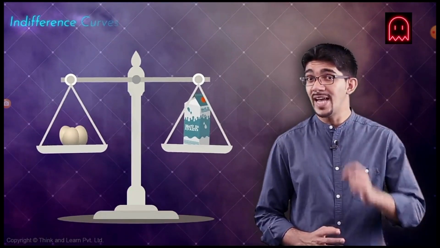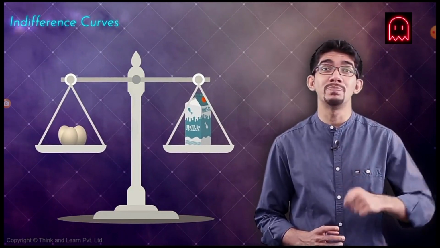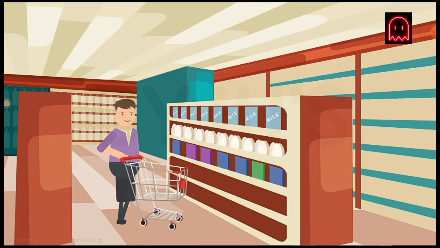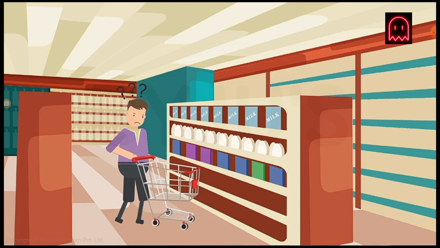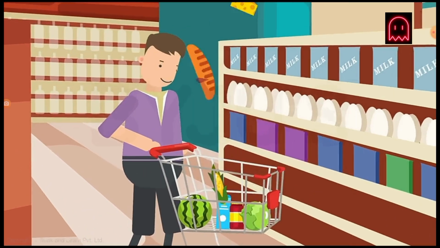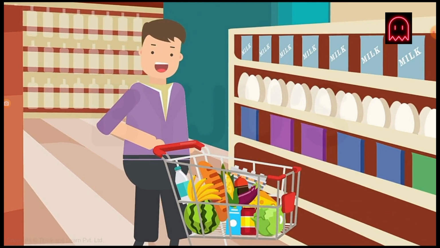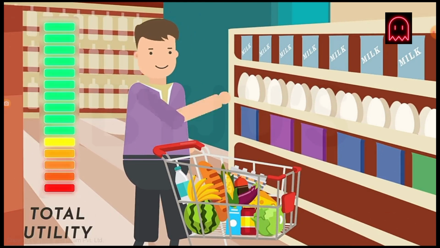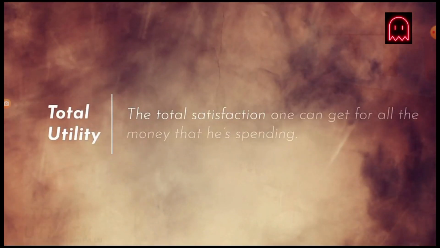Okay, so that is how Crusoe can choose whether to buy a product or not. But how will he choose how to fill up his shopping cart, his full bundle of goods? When he has to buy combos of products, things get a bit confusing. That is when we have to use total utility or TU, the total satisfaction he can get for all the money that he is spending.